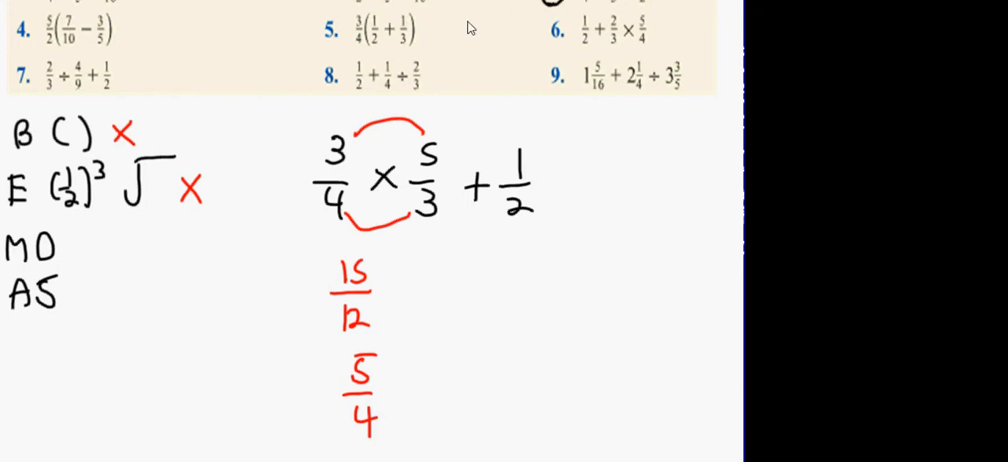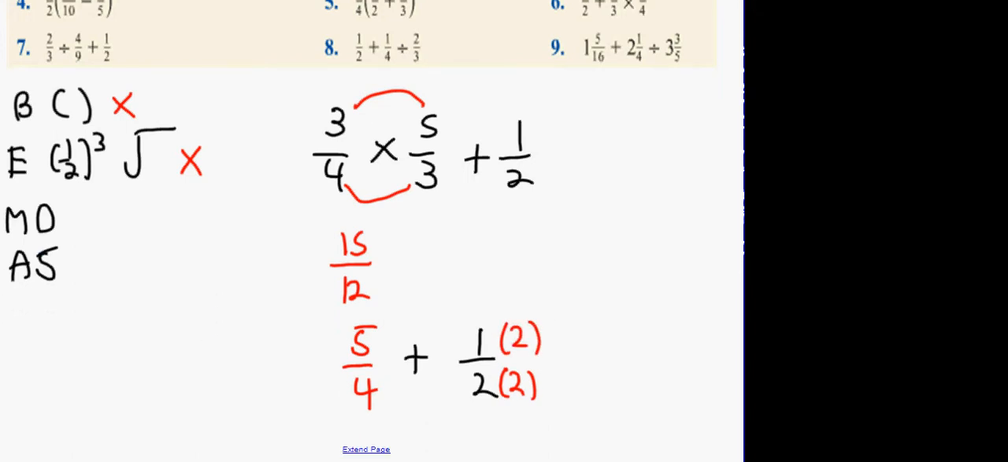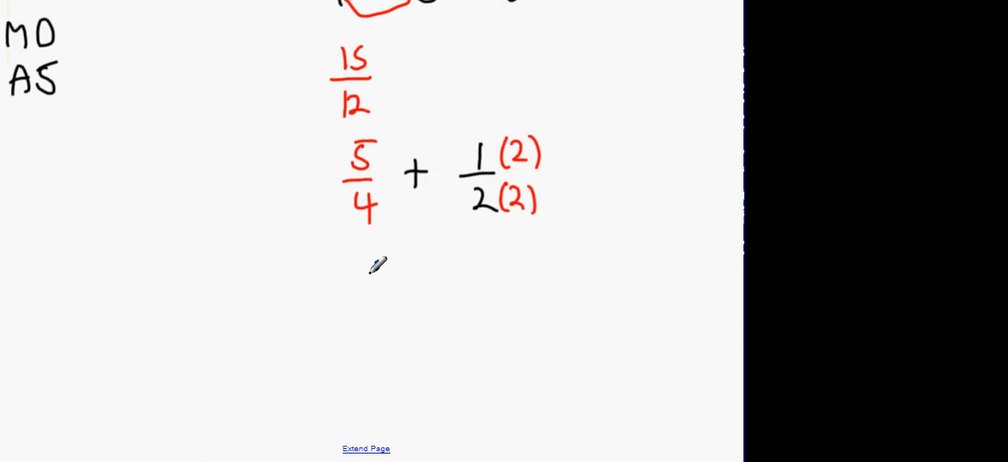Now we've got to add 5 over 4 plus a half. To do this, we need to get the lowest common multiple or lowest common denominator between 2 and 4. Can anybody tell me? 4. Why is it 4? Because 2 goes into 4. To change 2 into 4, we need to multiply the top by 2 and the bottom by 2. And what we will get now is 5 over 4 plus 2 over 4, giving the final answer as 7 over 4.